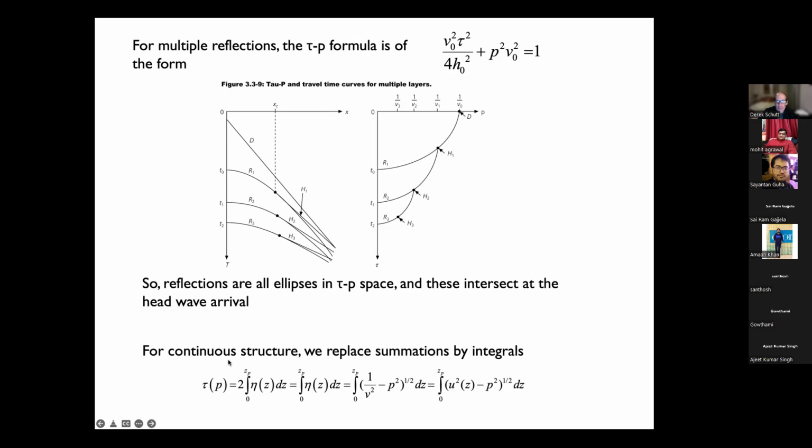And then for continuous structure, replace the summations by integrals. So tau of p is going to be just the integral from 0 to z of p, where z of p is again the turning depth, of the square root of u squared of z minus p squared dz.